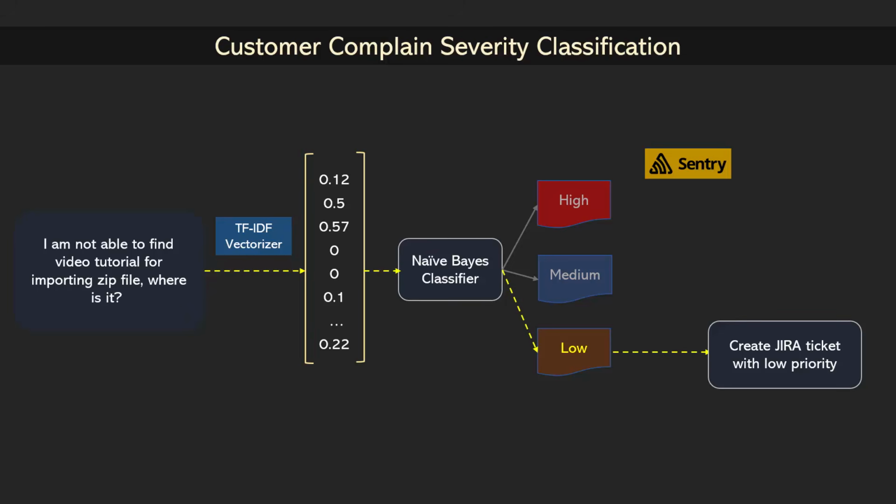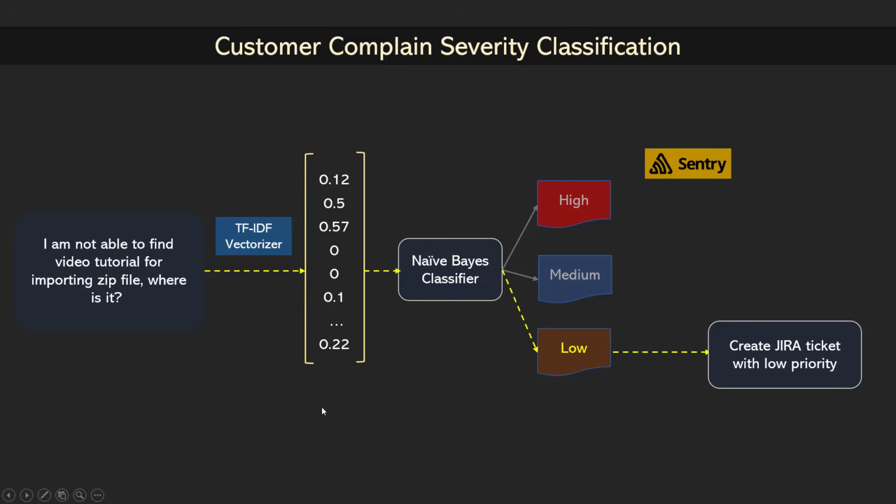So this is how big organizations design their system, where, just to summarize, you have an incoming complaint. You can use some form of vectorizer. Here I'm using TF-IDF, and you can convert it to a set of numbers. And by the way, these numbers don't mean anything. I just put some random numbers. This is just to give you an idea. So don't think too much about why it is 0.12 and 0.5 and so on.